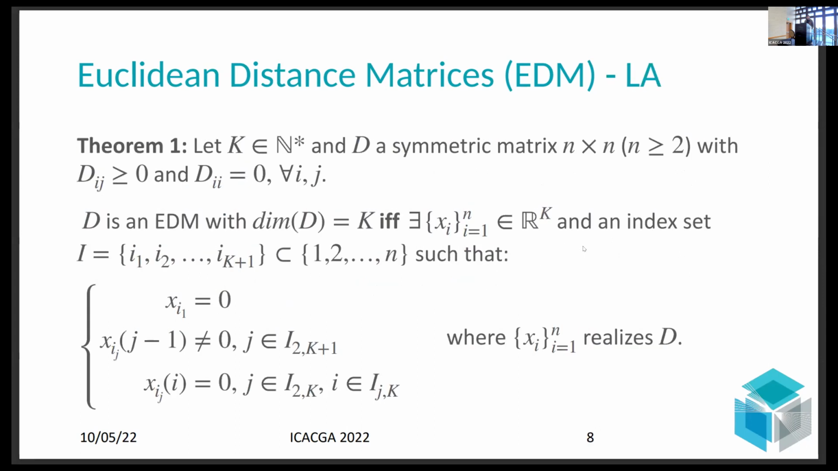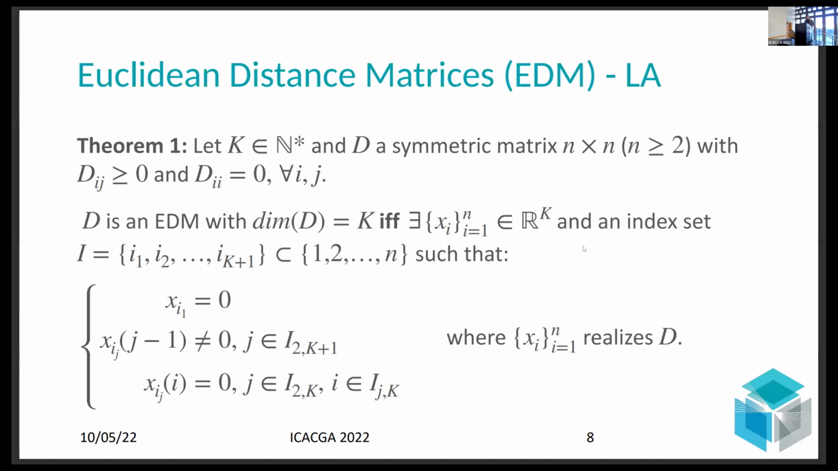So this is the theorem that provides these results in this linear algebra formulation. So if we have a symmetric hollow matrix with all non-negative entries, this matrix will be an EDM with embedding dimension k if and only if we can find a set of points with this structure.